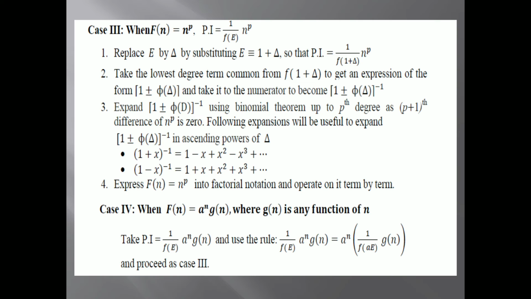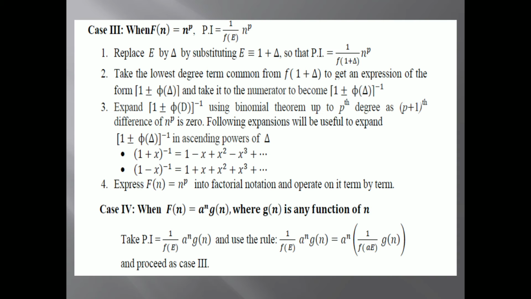The following expansion will be useful to expand 1 plus or minus phi delta raised to minus 1 in ascending powers of delta, as 1 plus x raised to minus 1 can be expanded as 1 minus x plus x square minus x cube plus and so on, or 1 minus x raised to minus 1, and express f of n equal to n raised to p in factorial notation and operate on it term by term.